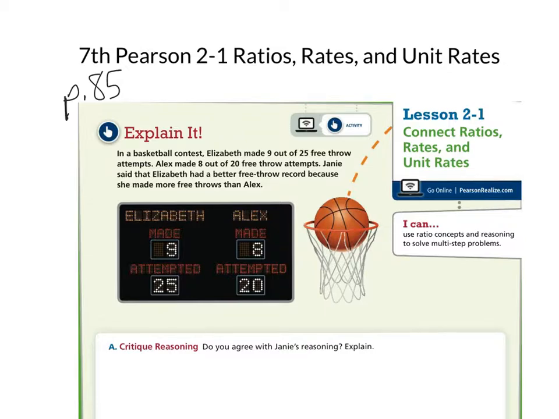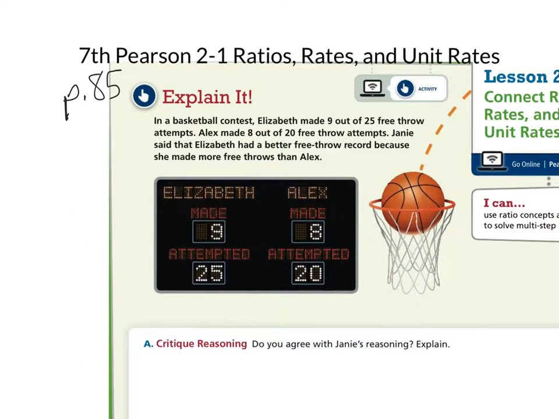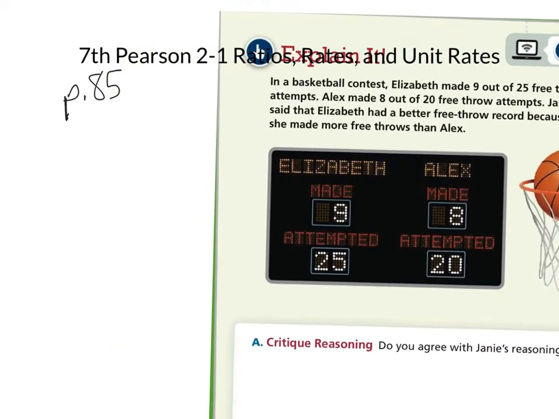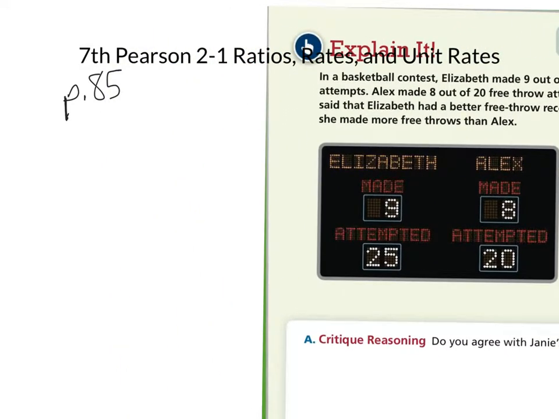For this problem, there are a couple of different ways we can do this. A lot of times if you watch basketball, you'll see a statistic about free throw percentage. That would probably be the easiest way to figure this problem out: figure out what percent of their shots they made. So for example, Elizabeth made 9 out of 25 shots.